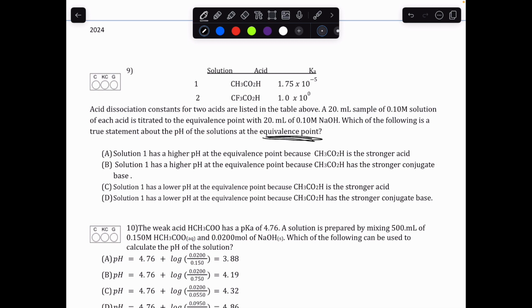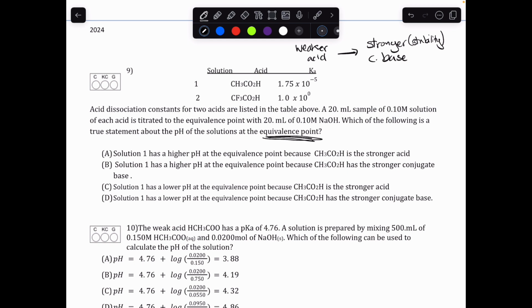So with an equivalence point, the value of the pH varies depending on the conjugate base that gets made. And so there's a pattern that, in any situation, the weaker an acid is, the stronger its conjugate base. So it's kind of similar to the one we looked at earlier about the stability of the base. Stronger and stability go hand in hand. Okay, so A says solution 1 has a higher pH at the equivalence point because that acid is the stronger acid.